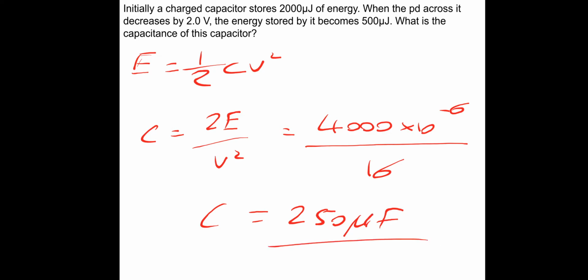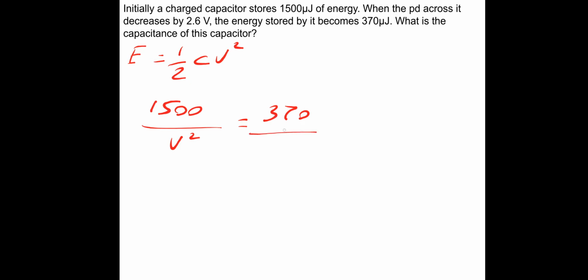We're going to do another example, which is the same format, just different numbers. So initially a charged capacitor stores 150 microjoules of energy. When the PD across it decreases by 2.6 volts, the energy stored by it becomes 370 microjoules. What is the capacitance of the capacitor?